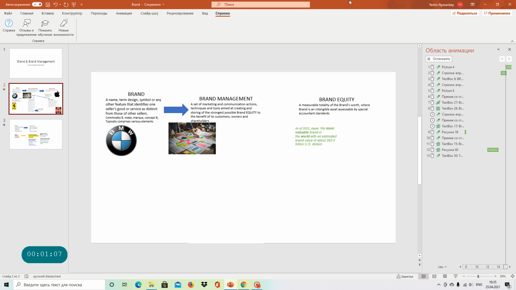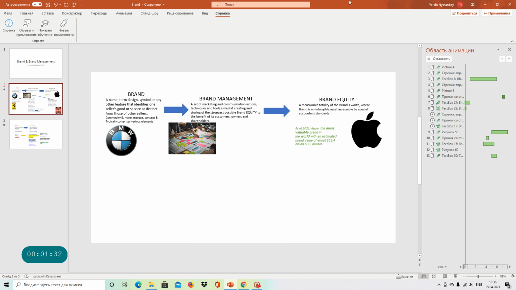And brand equity, this is very important. This is the final target of all our activity. This is the measurable totality of the brand's worth, where a brand is an intangible asset assessable by special accountant standards. As of 2021, you know that Apple is the most valuable brand in the world, with an estimated brand value of about 263 billion US dollars.